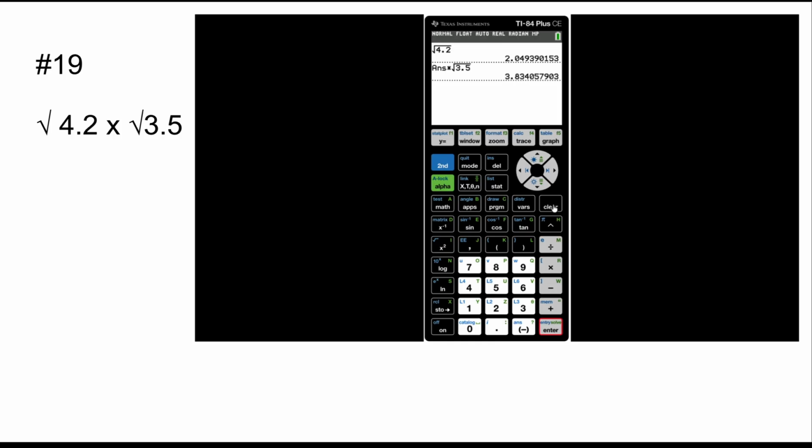Let me show you how to do that one more time. Square root of 4.2, equal, times square root of 3.5, enter. This is our answer.